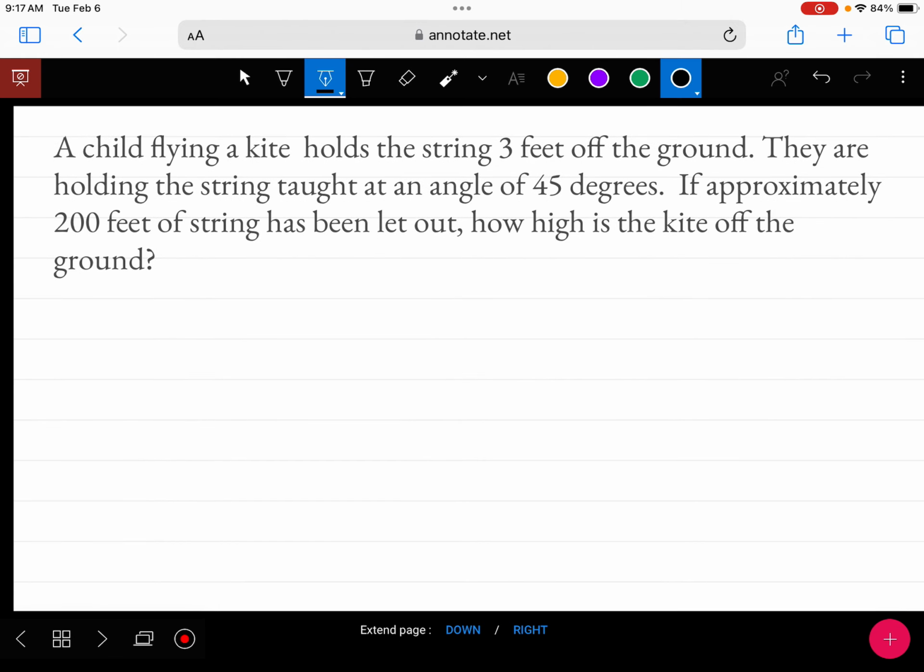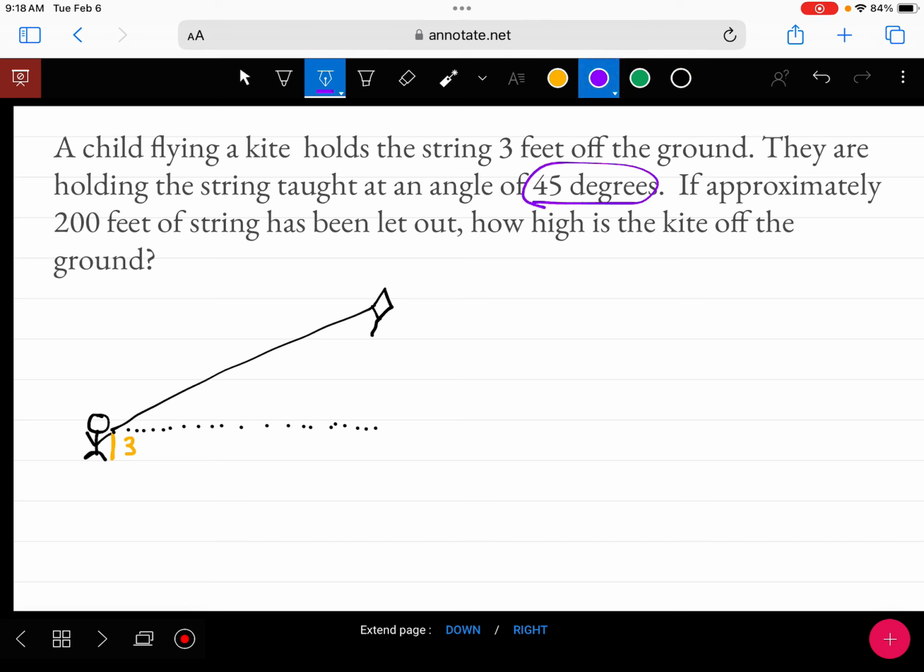So we've got a small child. Aren't they special? Holding a kite. And they are holding the string 3 feet off the ground. What we want to know is how high this kite is. I know they're holding it at an angle of 45 degrees because that's what they tell us here. So I didn't draw a very good 45, but I know it. It's here.